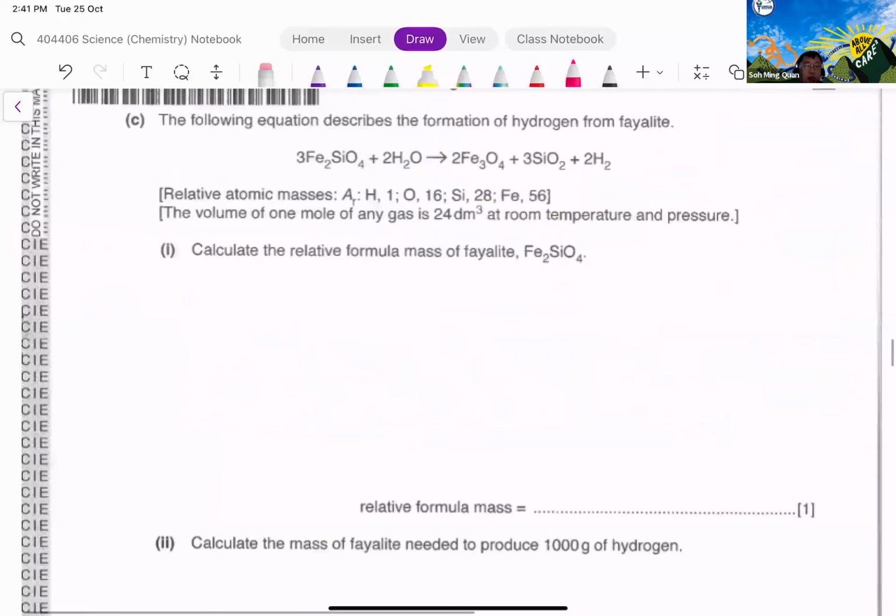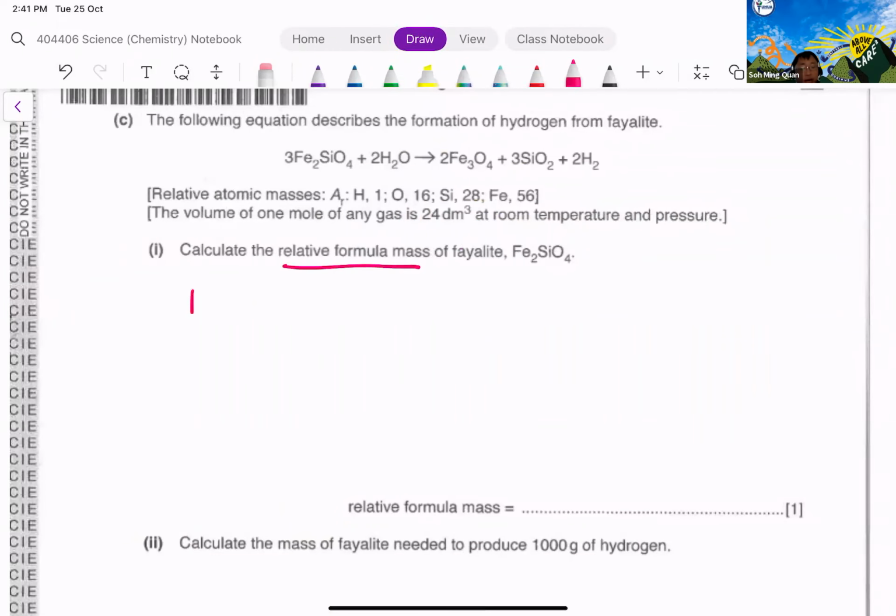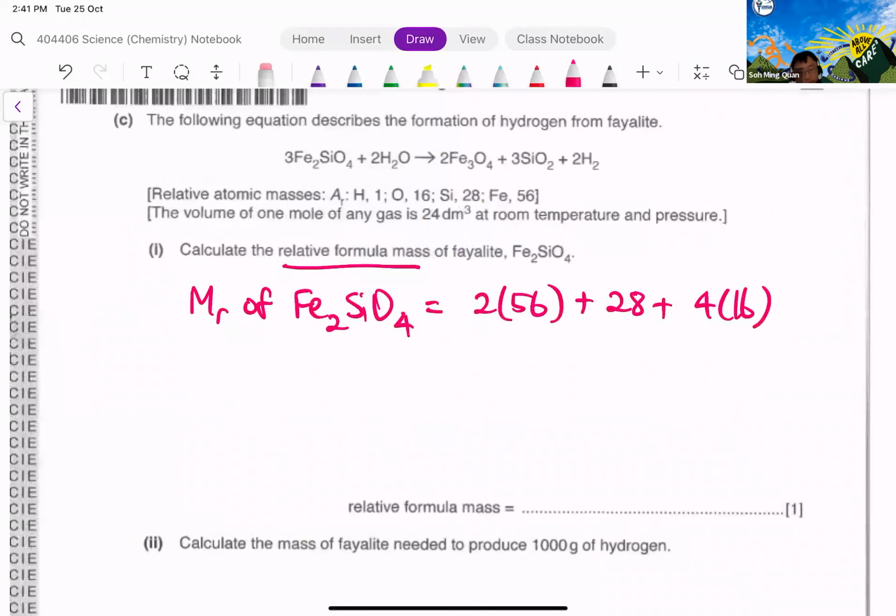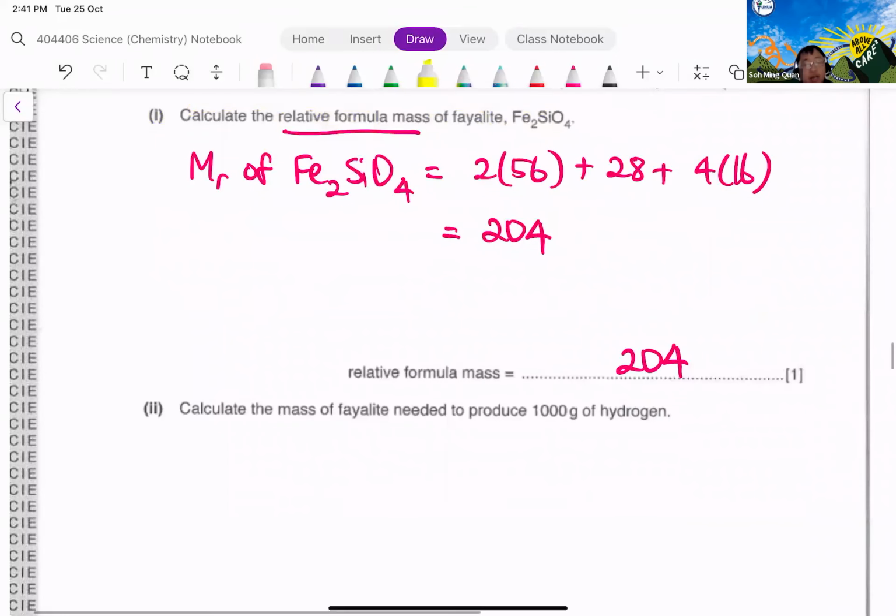All right, so first we have the relative formula mass. Relative formula mass is basically Mr. Okay, the first one is 204. Please show working. Make sure you show working. All right. Now, as you can see, for combined sets, they actually do help you. They give you the Ars of the elements on top. You just need to realize that it's there.